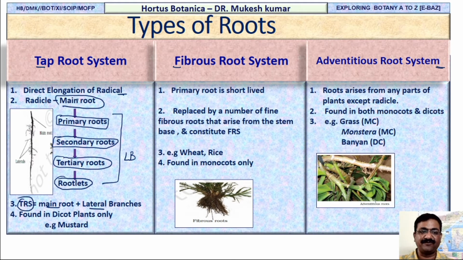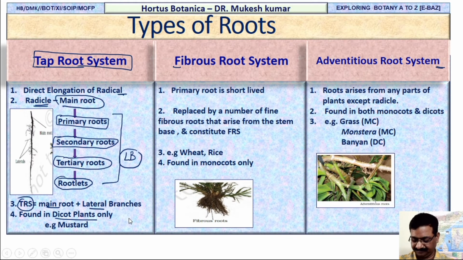Isn't it? So if a root is arising from the radicle, it is called taproot. But if you are going to study the taproot, that is the main root, along with the lateral branches, then it is called the taproot system. So this is called the taproot system, and this is the characteristic feature of dicot plants. Usually you will find in dicot plants the root arising from the radicle, isn't it?